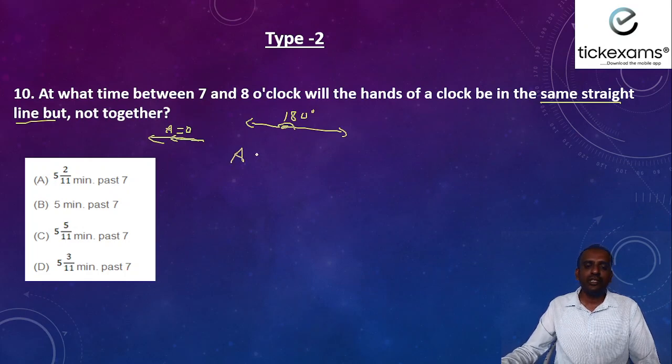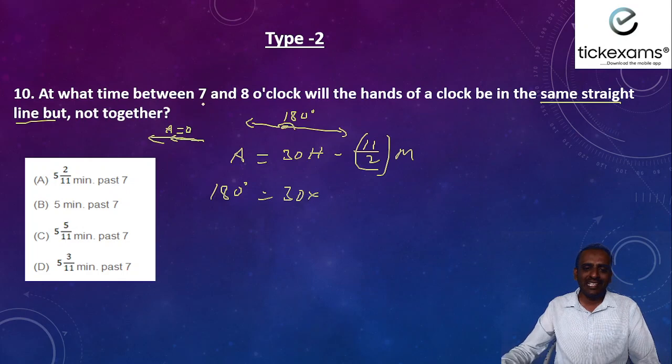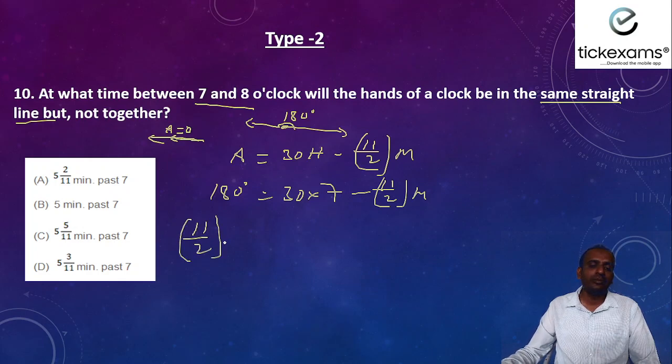Okay. So we will use the same formula. A is equal to 30h minus 11 by 2 m. Now angle A is given already, 180 degrees is equal to 30 into what is h here? 7 and 8 o'clock. So lesser value 7. I'll take 7 minus 11 by 2 m. What we'll do is, because we have minus 11 by 2 m, we will send it this side. It becomes plus 11 by 2 m is equal to 7 into 30 becomes 210. This 180 we will send it this side. It becomes minus 180. So this will be is equal to 30.